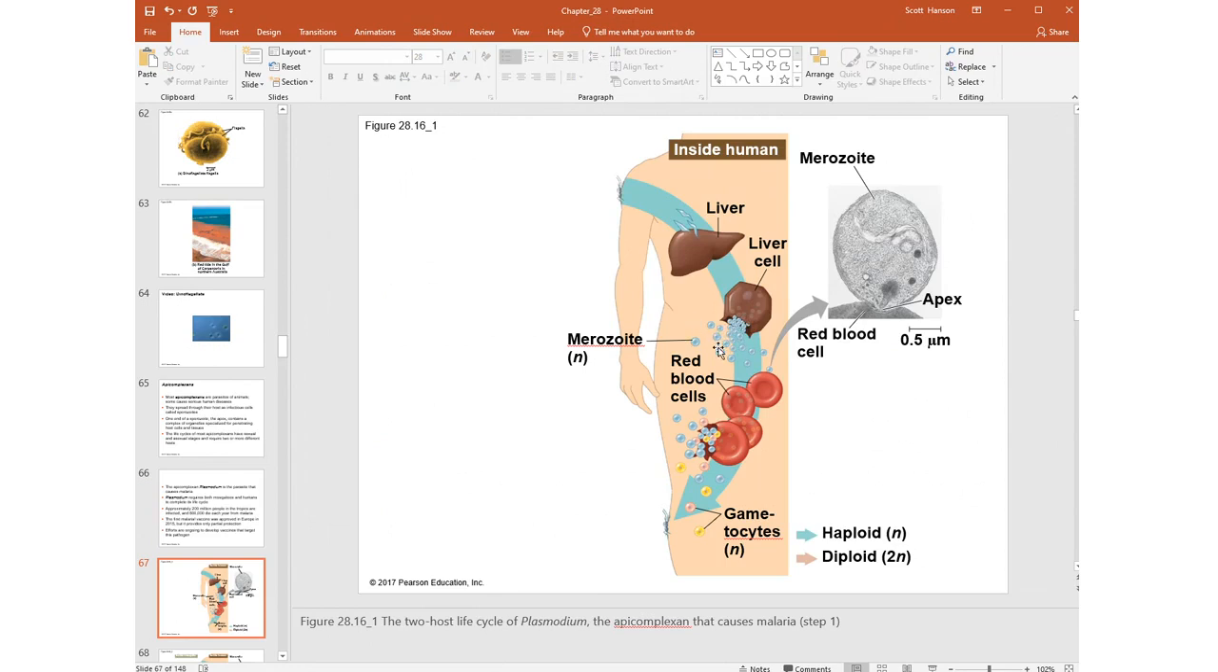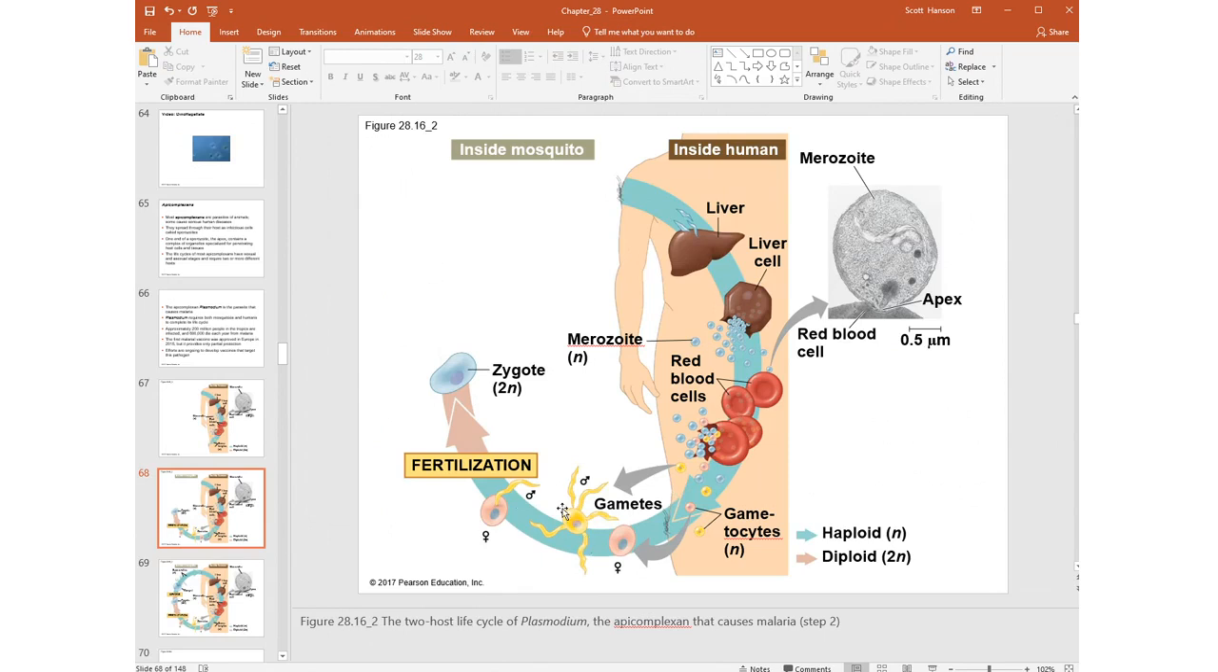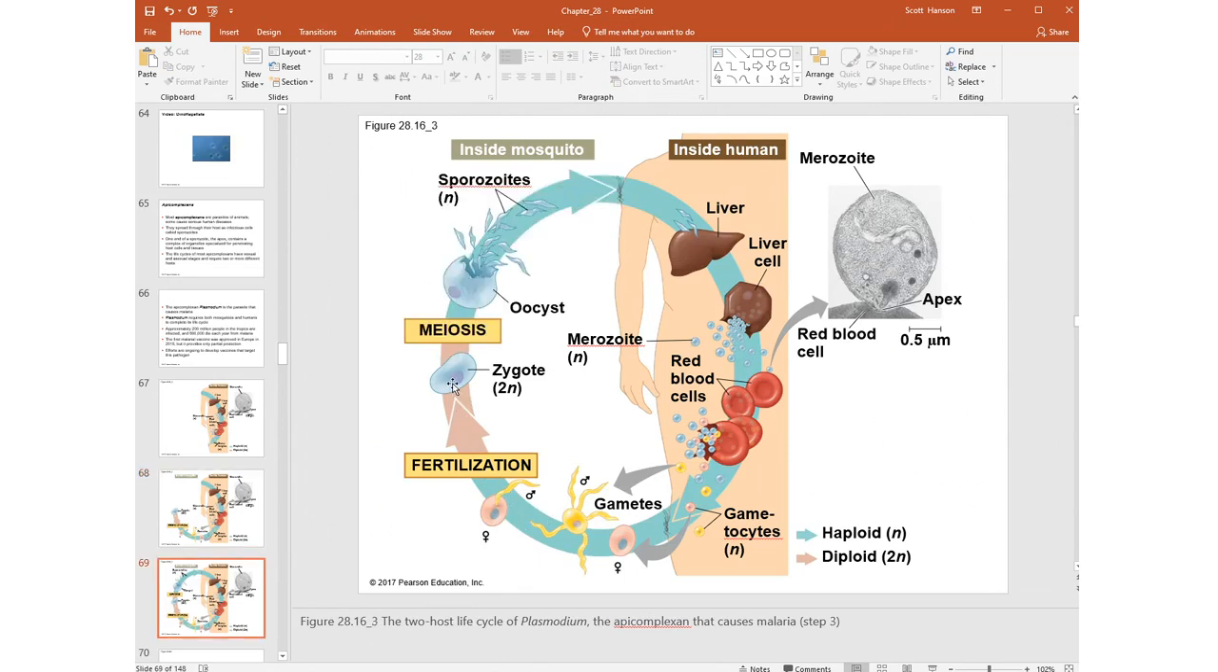And then these merozoites that are produced go into red blood cells and infect them. And when they burst out of the red blood cells, they're gametocytes. These gametocytes could be picked up in the blood by another mosquito that happens to bite the person when there's a lot of gametocytes in the blood. Then the gametocytes develop inside the mosquito's body, and male and female are produced, and they fertilize each other, produce a zygote, and the zygote then produces oocytes, and the oocytes are inside the mosquito.